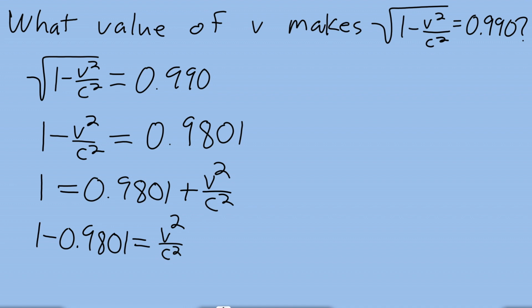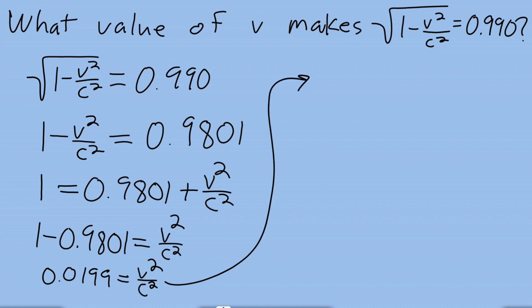So ask your calculator, 1 minus 0.9801 is equal to, here on the left we have 0.0199, and this is equal to v squared over c squared. So you can multiply both sides by c squared, and that'll get v squared by itself. So now on the left I have 0.0199 c squared is equal to v squared.